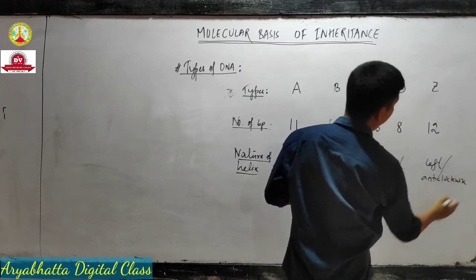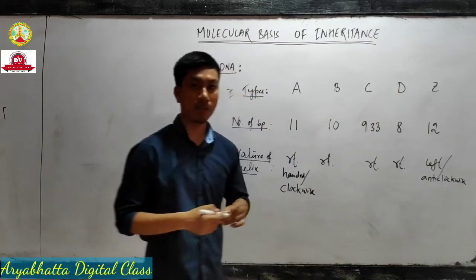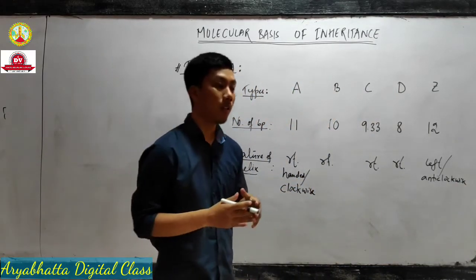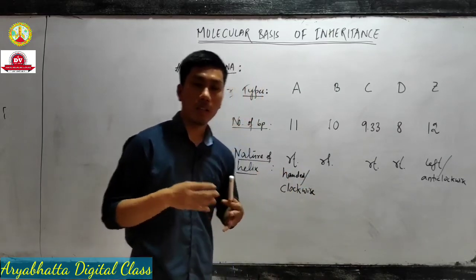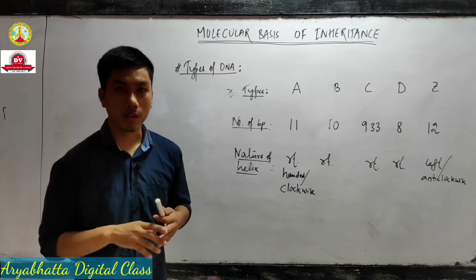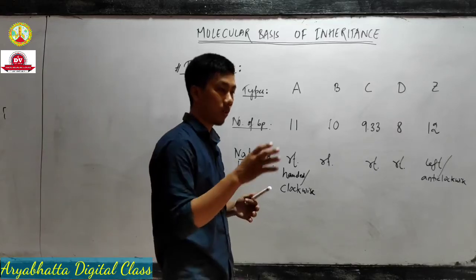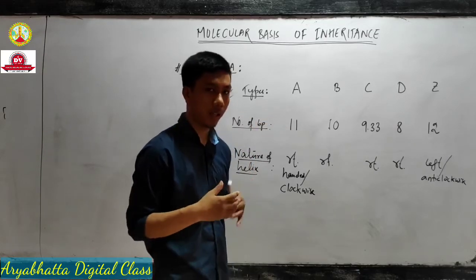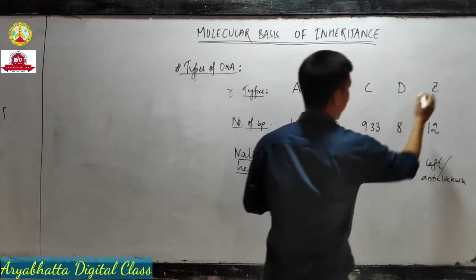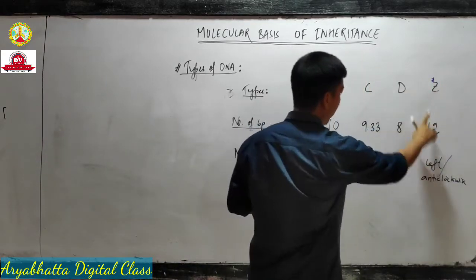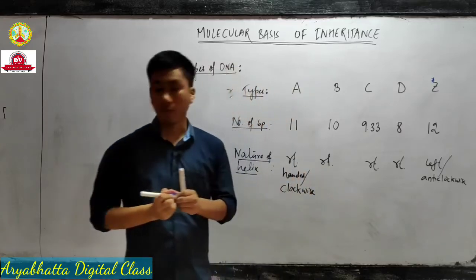Anti-clockwise. I hope you all know clockwise and anti-clockwise direction, right? So the DNA which moves in a clockwise direction, we call it a right-handed DNA, and the DNA which moves in an anti-clockwise direction, we call that DNA a left-handed DNA. From the entrance exam point of view, the question comes from this part, Z DNA, because this is the only DNA which shows different characters.